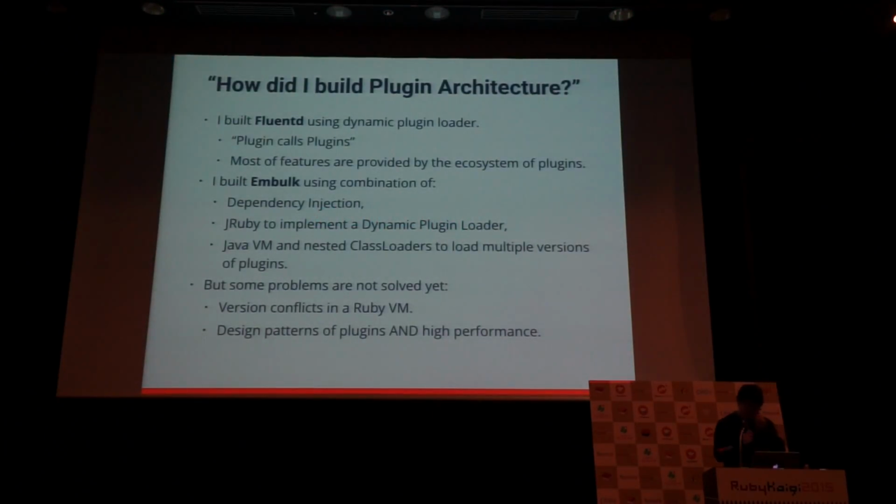So wrapping up, I built Fluentd using plugin load architecture. So plugin calls plugins. So we could build an ecosystem of plugins. And Embulk uses dependency injection and dynamic plugin loader. And it uses JRuby to implement plugins, but uses Java for performance of the core. And because Java VM can load nested class loaders, it can load multiple versions of plugins within a single environment. But still, the version conflict within a single Ruby VM is not solved, and performance is also a problem.